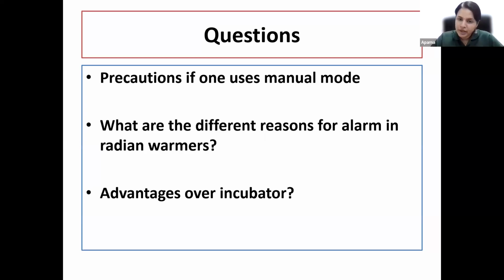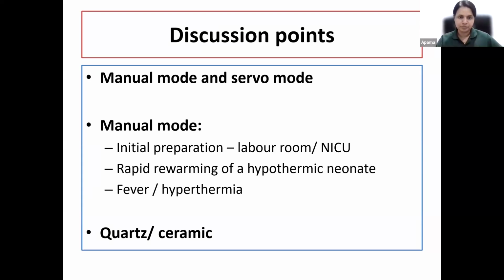Can be easily used for rewarming a hypothermic newborn. And also, it is easier to perform procedures like umbilical venous cannulation or PICC line insertion while you're managing the baby with a radiant warmer. So these are all the things that we have discussed, the different modes where we use the manual mode, such as initial preparation in the labor room, rapid rewarming, and for newborn with fever.